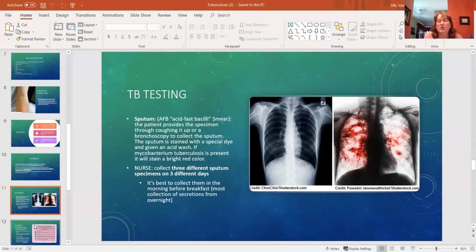But again, with this sputum culture, if it's sent to the lab, they're going to stain it with a special dye, and it'll appear like a bright red color if it is positive. It's best to collect the sputum in the morning before breakfast because you have a lot of secretions from overnight, and that's a really good time to be getting it.